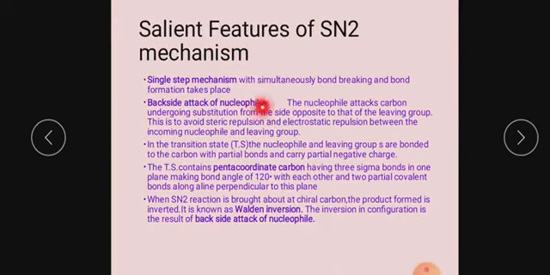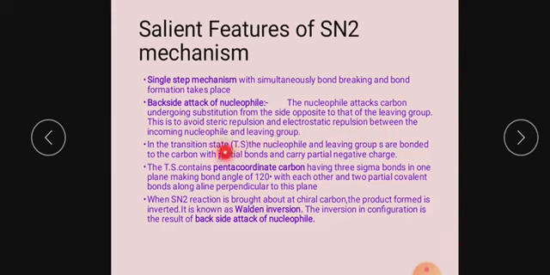See here, backside attack of nucleophile. The nucleophile attacks carbon undergoing substitution from the side opposite to that of the leaving group. Leaving group च्या opposite side ने attack करतो nucleophile. This is to avoid steric repulsion and electrostatic repulsion between the incoming nucleophile and leaving group. These two are most important. Why is backside attack of nucleophile possible in this SN2 reaction? Because to avoid the steric repulsion and to avoid electrostatic repulsion between the nucleophile and leaving group.